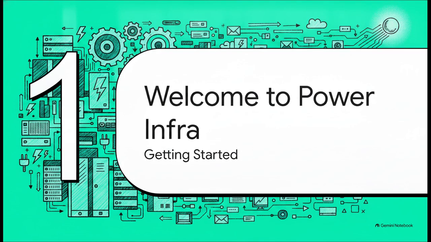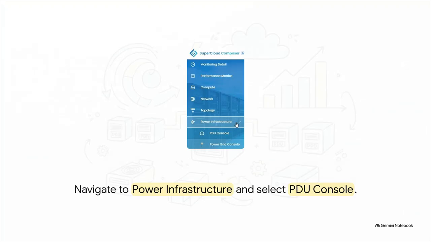Section 1. Welcome to Power Infrastructure. Let's get our bearings and figure out where our tools actually live. Jumping straight into the SuperCloud Composer UI, if you glance over at the left-hand navigation menu, right under Topology and just above the cooling infrastructure, bam, you'll find the Power Infrastructure Info Center.